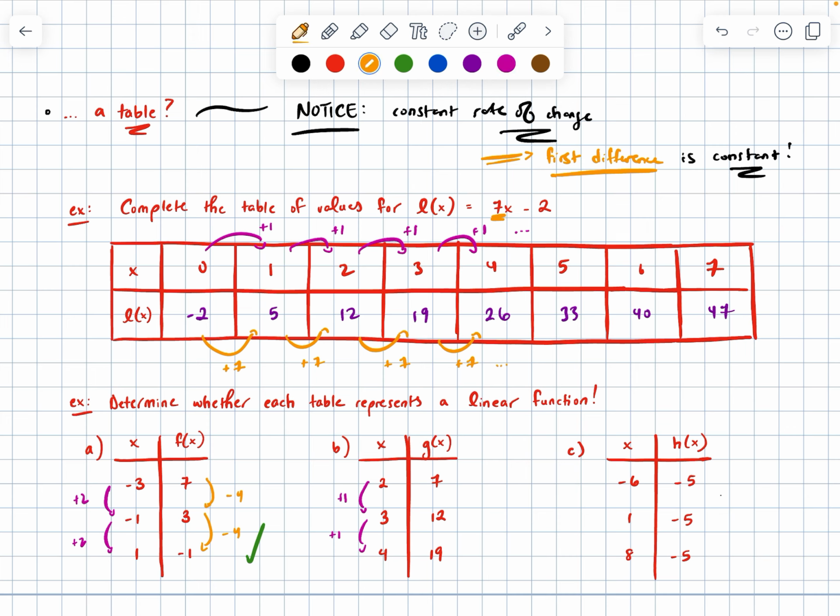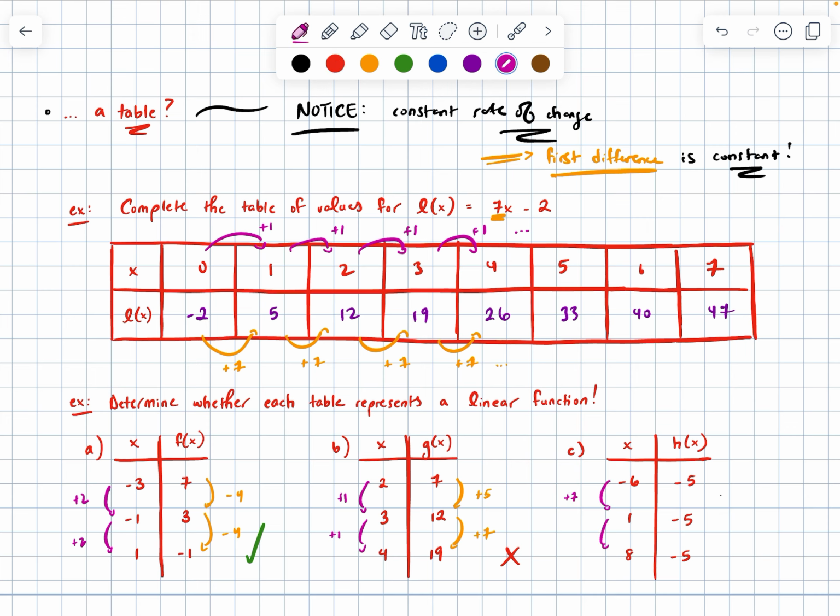Same thing for b here. To get from 2 to 3, from 3 to 4, I add 1 each time. So to get from 7 to 12, I add 5. To get from 12 to 19, I add 7. Here, the first difference is not constant, so this is not a linear function.